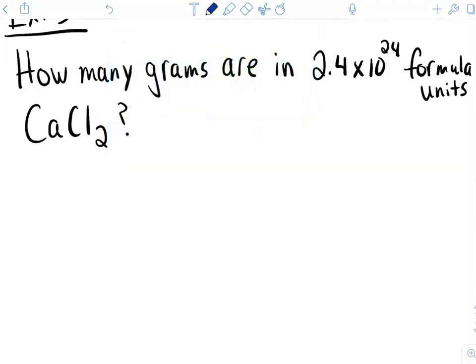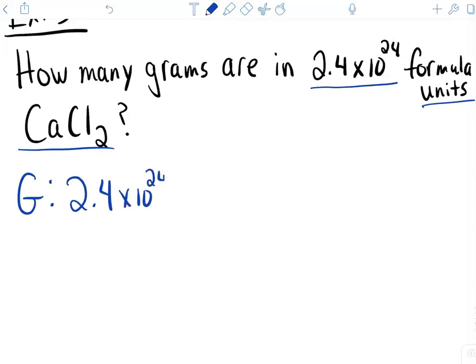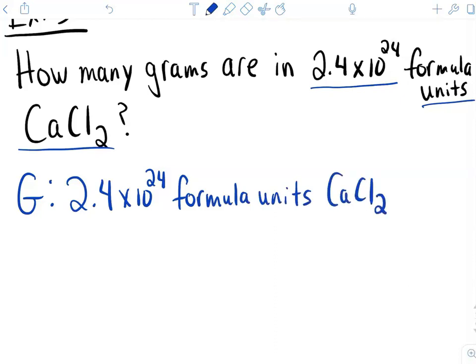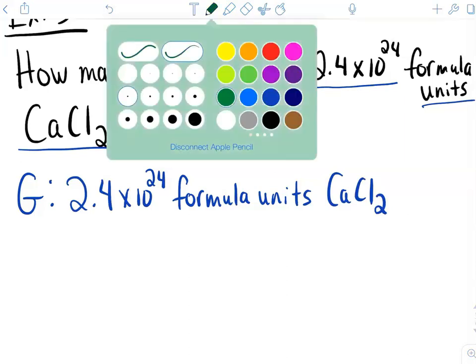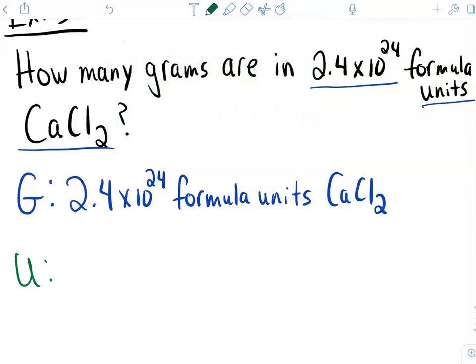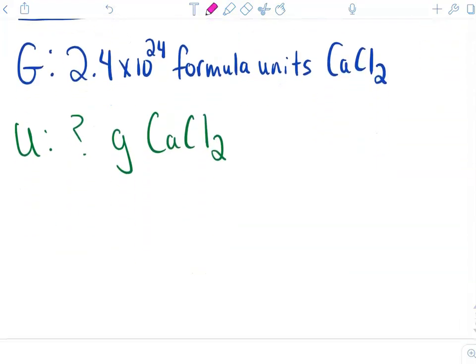So again, we start out the exact same way. We find our given, which is the 2.4 times 10 raised to the 24th formula units. And be careful with how you try to abbreviate formula units. You could say form units if you want to, but just be careful with your abbreviation. And then our unknown, or the thing we're trying to get to, is grams. So grams of CaCl2. And then our path. How are we going to get there?